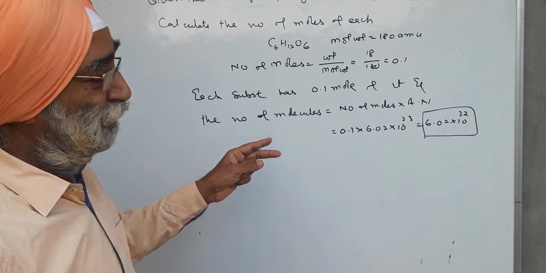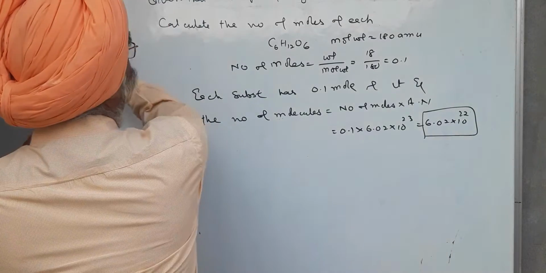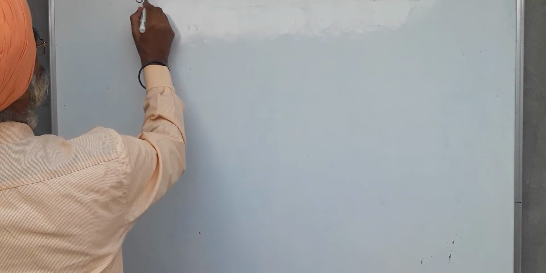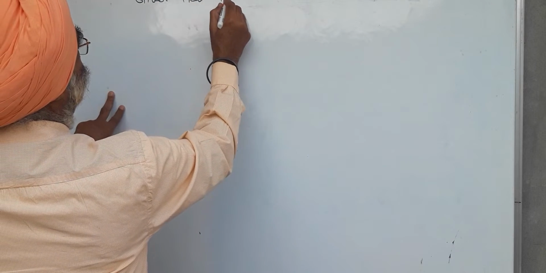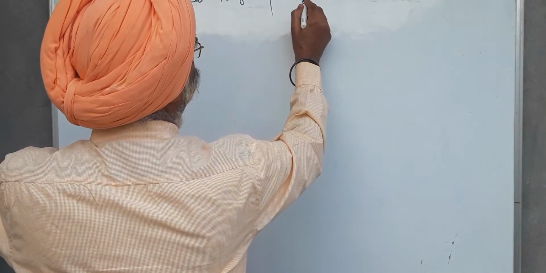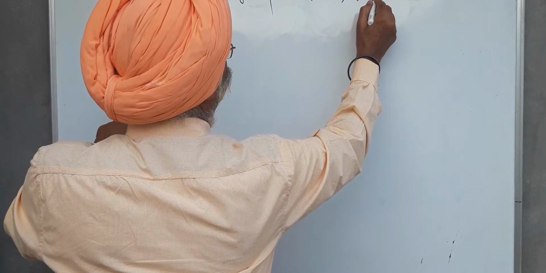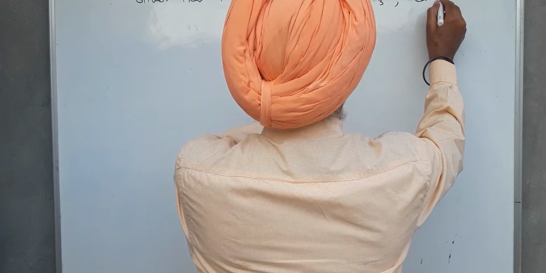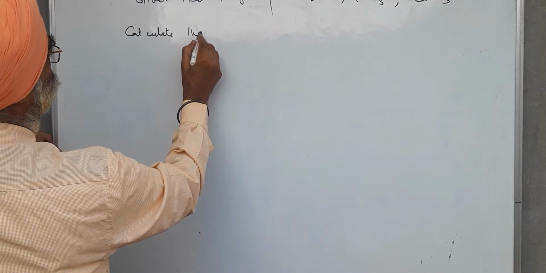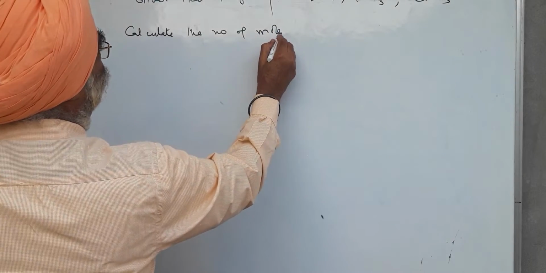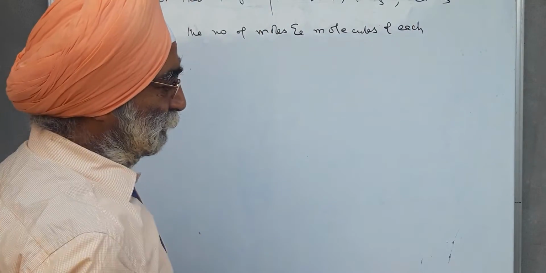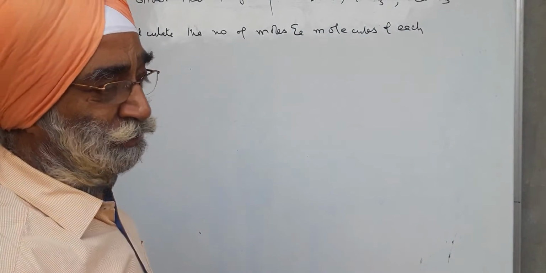Let us discuss when it is not identical. We have given that 10 grams of sodium sulfate, potassium nitrate, calcium carbonate. Calculate the number of moles and molecules of each.